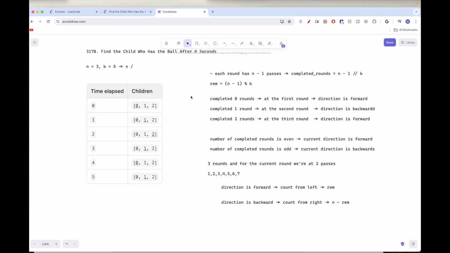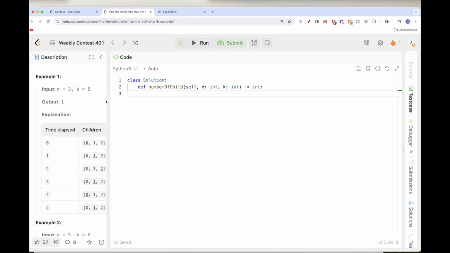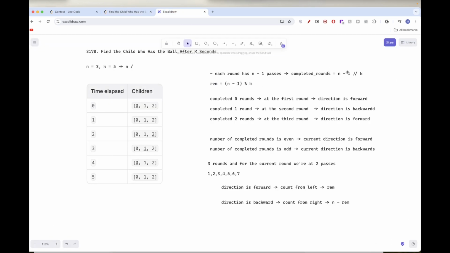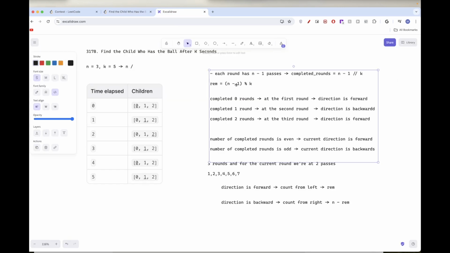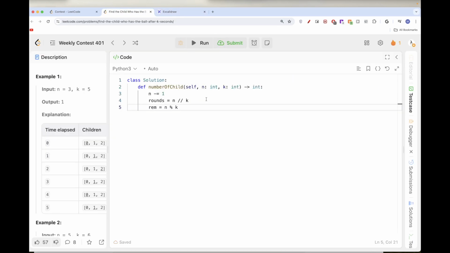So let's code this up and make sure it passes. So first, since we are going to do n-1 for both the remainder and the number of rounds, let's just do n-1, because we are only interested in the number of passes. Now to know the number of rounds, it's going to be just that n divided by k, or actually maybe let me just do it like that. So n divided by k, and then to know the remainder is going to be n modulo k. Alright, we already did n-1, so we do n modulo k.